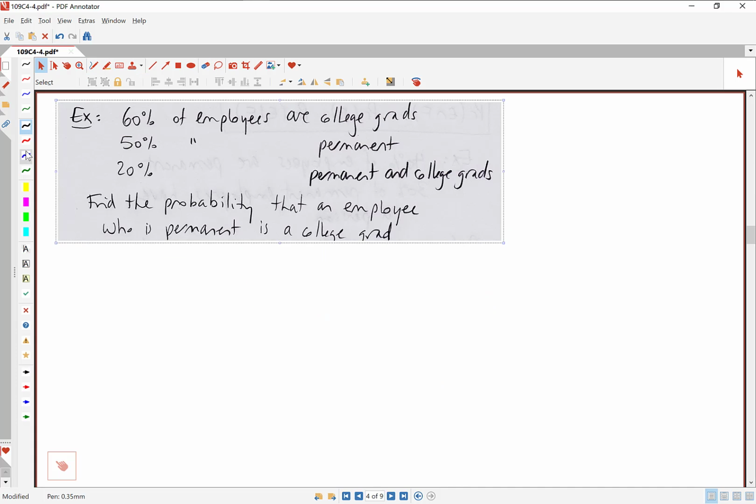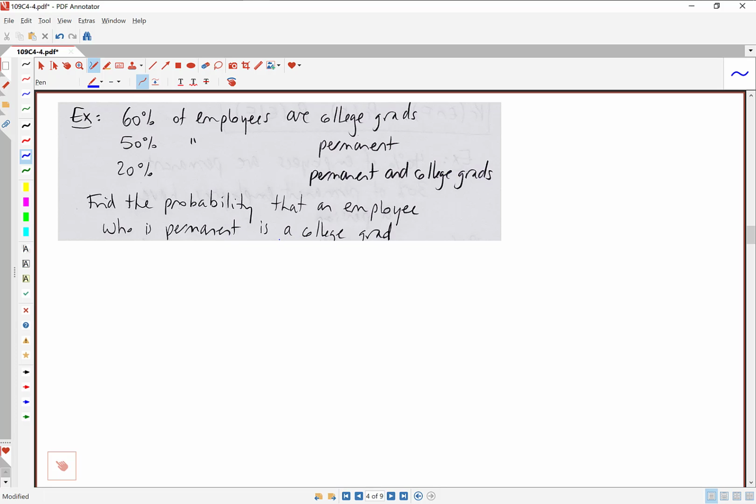So new problem. Let's say we're told 60% of employees are college grads, 50% of employees are permanent, and 20% of employees are permanent and college grads. We want to find the probability that an employee who is permanent is a college grad. This is certainly a conditional probability because we're given a little bit of information about the probability that we're looking for. We just have to decide which part here is the given information.